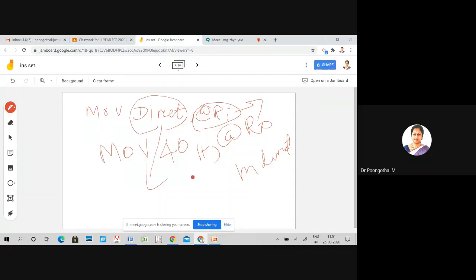This instruction takes 2 bytes of program memory, and 2 machine cycles are required. Please note it down.